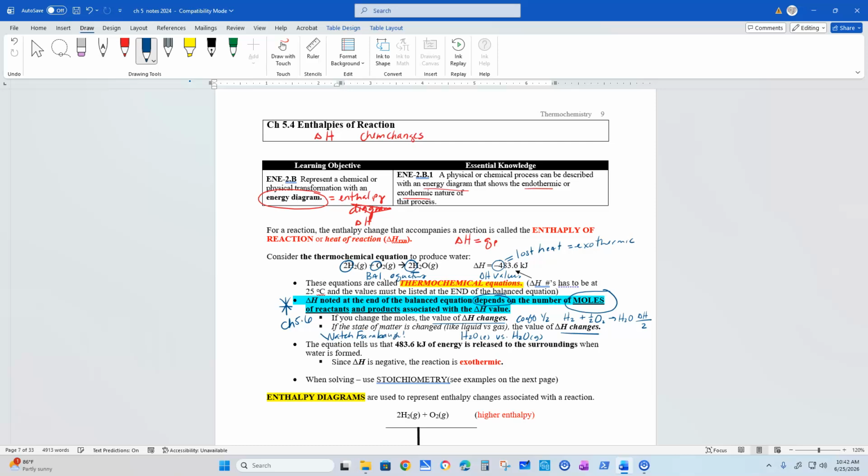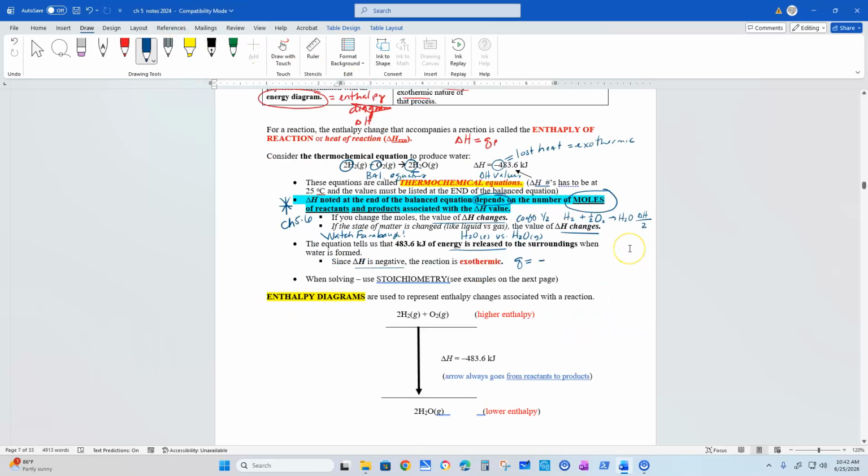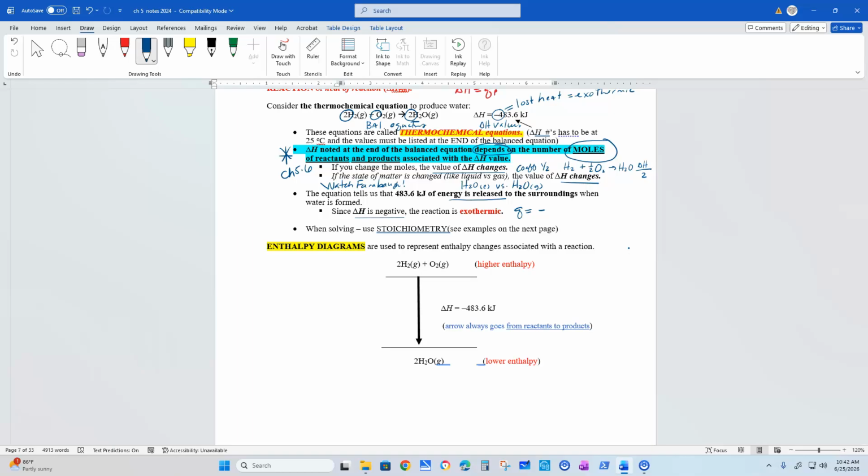So this 483, because it's negative, tells us that the energy was released to the surroundings when I formed the water. And because delta H is negative, the reaction is exothermic. And we know that, which means our Q is negative. So if we actually had to solve for W or delta E, well, then we know our Q is also negative 483.6. The other part that I always like about these type of problems is I get to use stoichiometry. Stoichiometry is coming back.